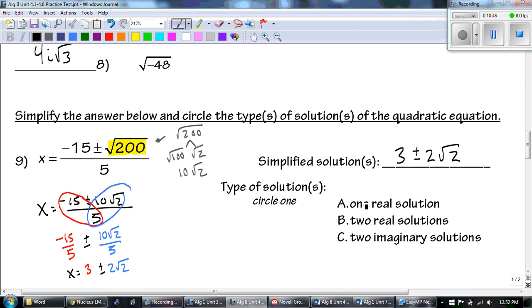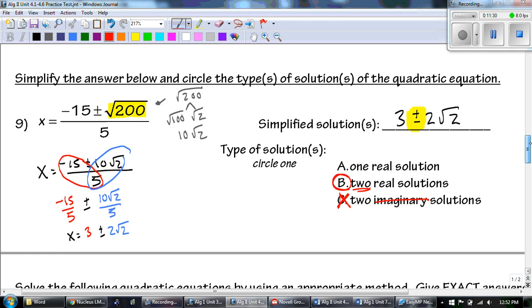Now, first off, is that one solution, two solutions, or two imaginary solutions? Well, is there an i in there? No. No i, so it can't be imaginary. Is it one or two solutions? Well, remember, we have a plus or a minus. So right there is telling me that there are two solutions. So B is our answer. If there was an i in there, it would be imaginary. If we just had one answer, well, it would be one answer.